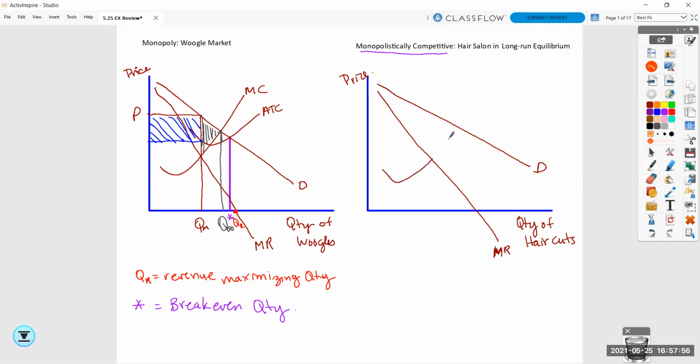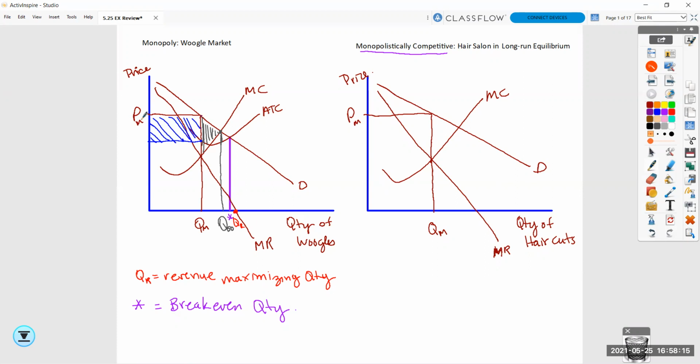We're still going to draw that marginal cost curve the same way. We're going to go to that marginal revenue equals marginal cost to get that quantity, and we're going to go up and over to get the price. Good there. Now, here's the hard part.